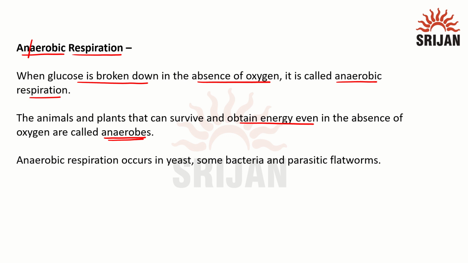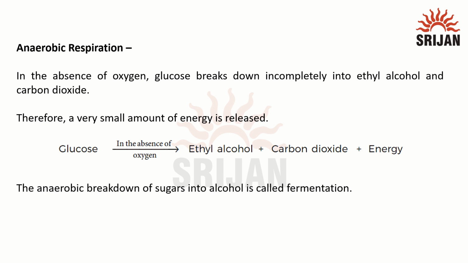Now anaerobic respiration occurs in yeast, which is a unicellular organism, some bacteria, some parasitic flatworms. Now apart from that, anaerobic respiration can also be seen in our cell also. Before going to that, first we will see in yeast. In yeast, what happens in the absence of oxygen, glucose breaks down incompletely into an intermediate product, that is ethyl alcohol and carbon dioxide. We can also term this as ethanol or ethyl alcohol.